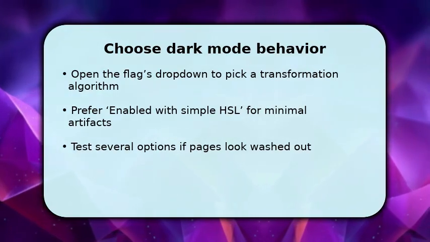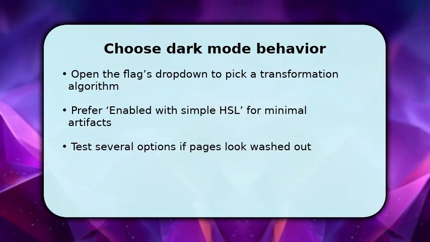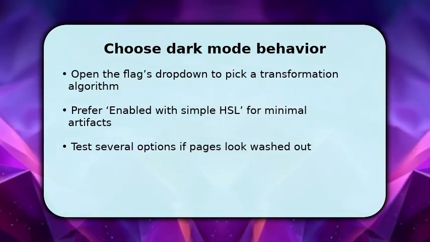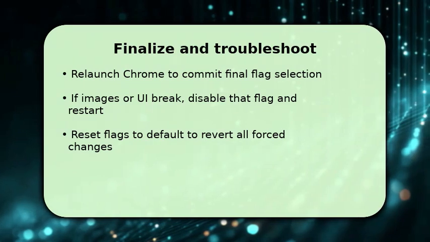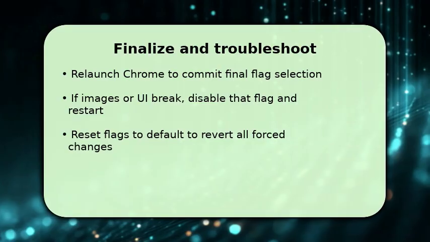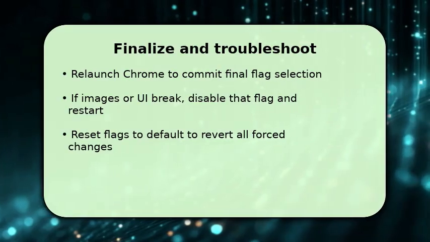You finish by relaunching Chrome one last time to lock in the chosen algorithm, then browse normally to verify readability. If some sites render incorrectly or images get inverted, disable the flag and relaunch.